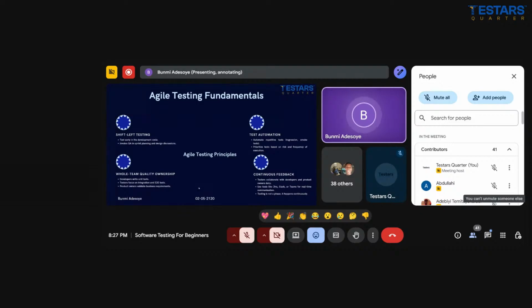So the second one is the whole team quality ownership. This approach is also very important, because this is one of the key essences of adopting the agile methodology, right? When developers are writing their code, they are writing like a tester.